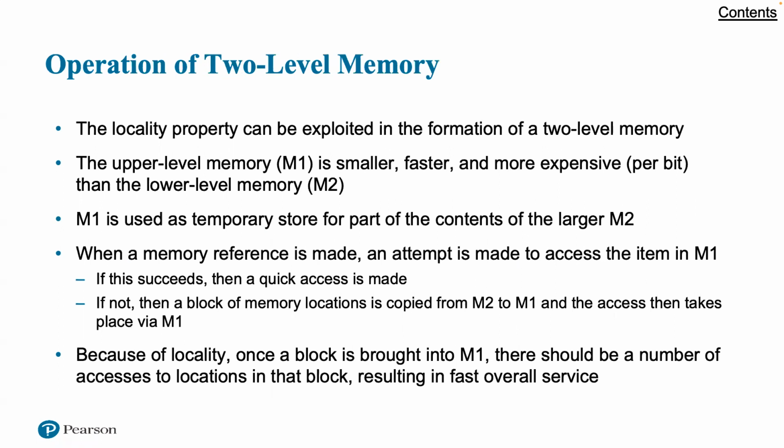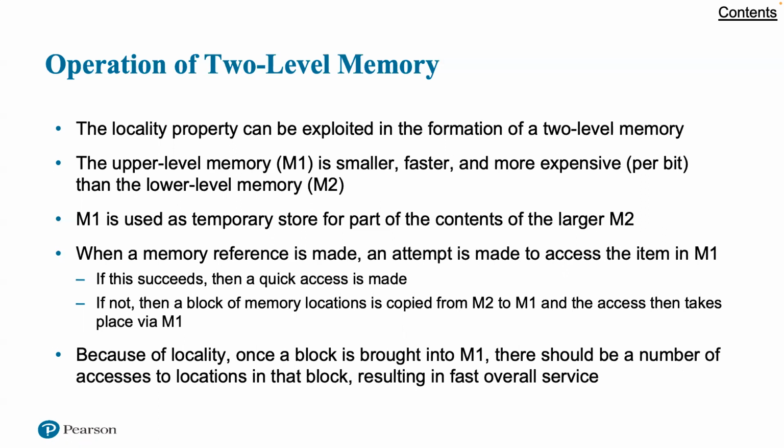The locality properties can be exploited in the form of two-level memory. The upper level memory M1 is smaller, faster, and more expensive per bit than the lower level memory M2. M1 is used as a temporary storage for part of the content of the larger M2. When a memory reference is made, an attempt is made to access the item in M1. If this succeeds, then a quick access is made.